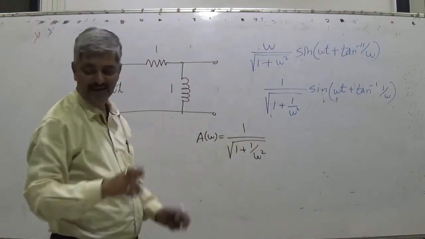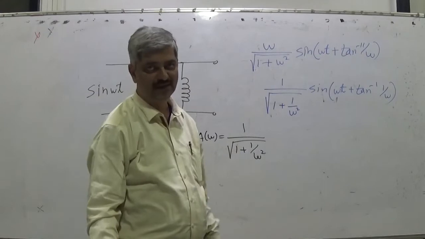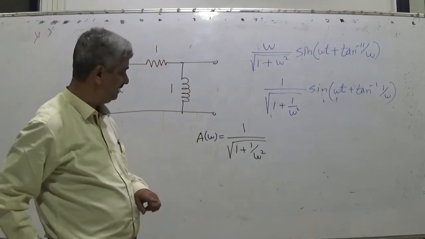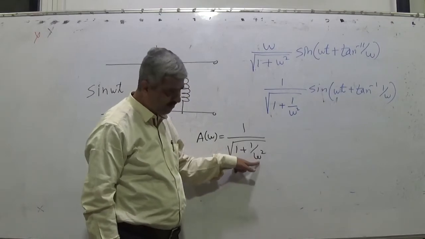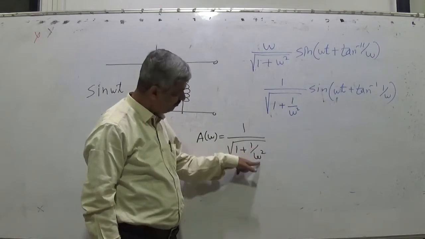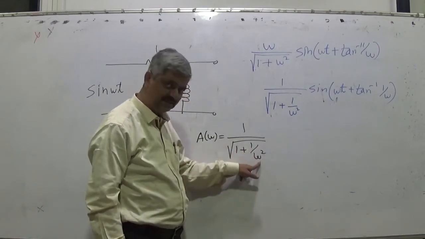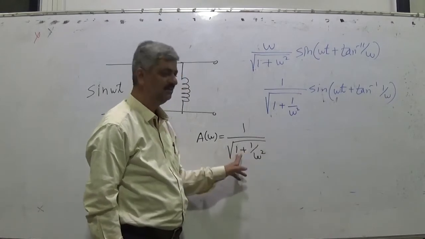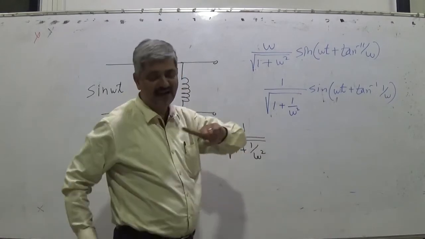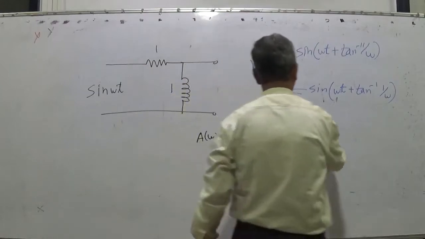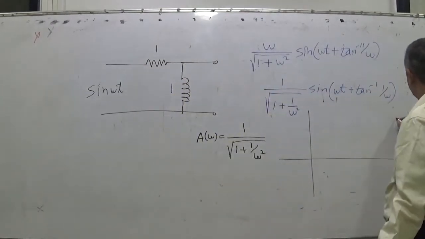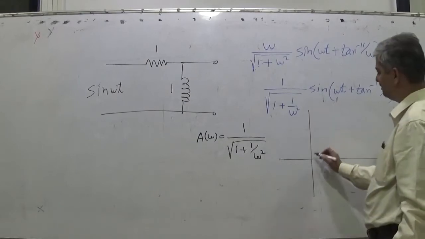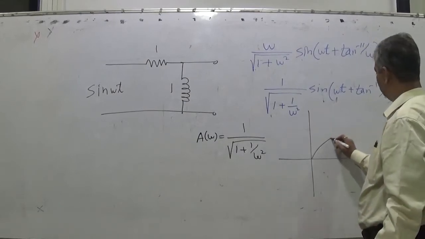As omega increases, for 0 omega, the denominator is infinity. For infinity omega, 1 upon omega square will be 0, the denominator is 1. So the value is 1, and A omega is maximum, that is 1, for omega infinity. For omega 0 it is 0. So it would be increasing like this.